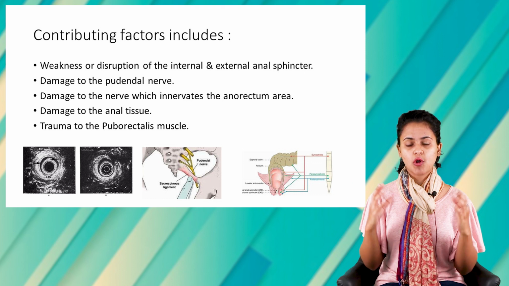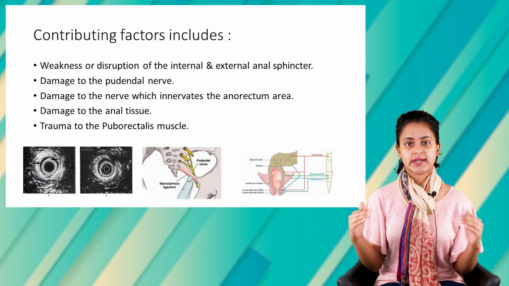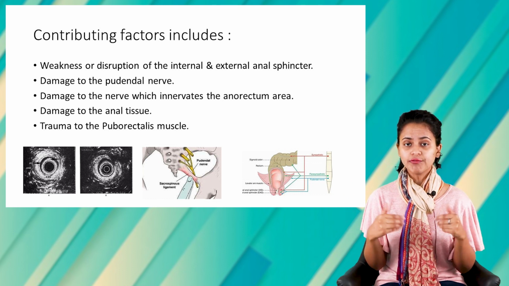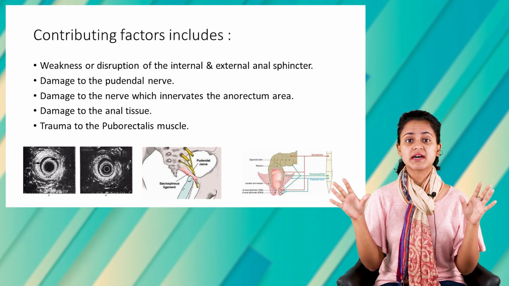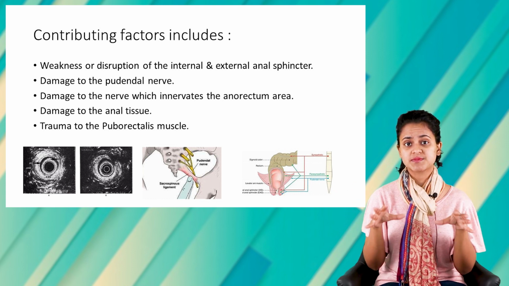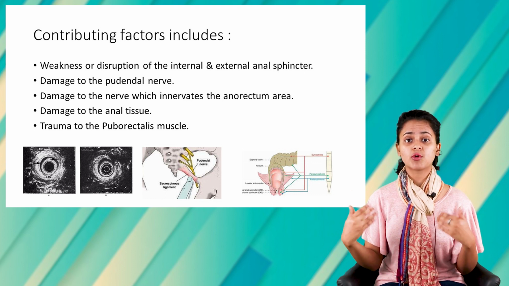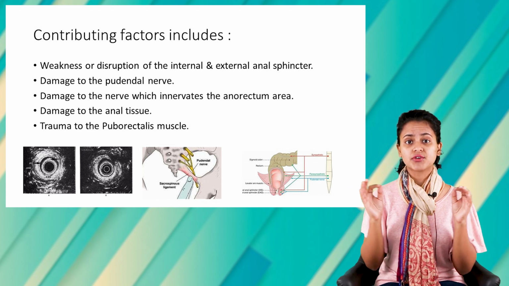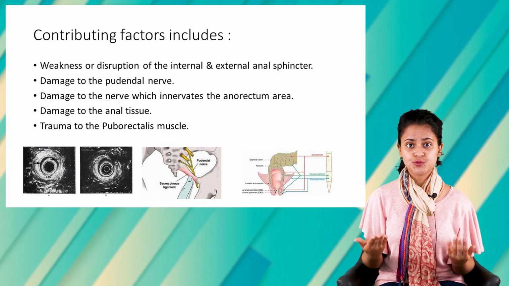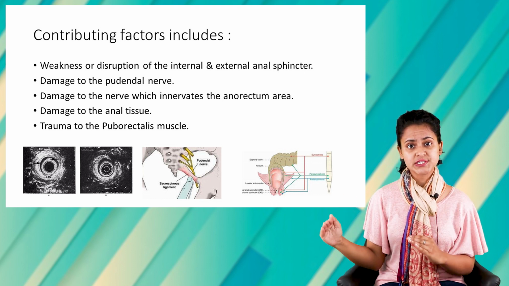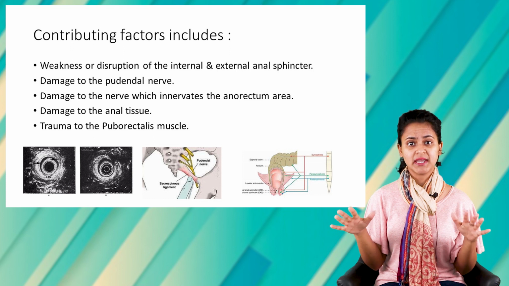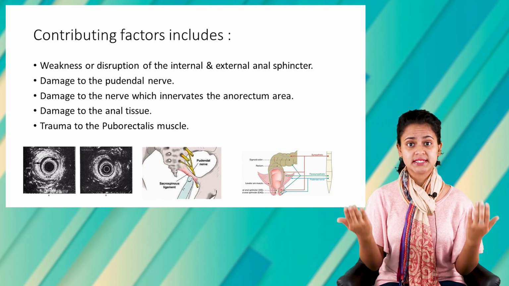Next is trauma to the puborectal muscles. Often we are going to see that if any muscular trauma has taken place in the puborectal area, a person will be more likely to suffer from fecal incontinence due to loss of muscular tone in the perineum and the rectal area.